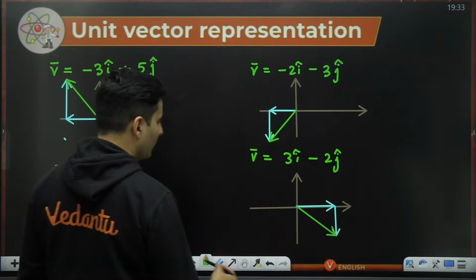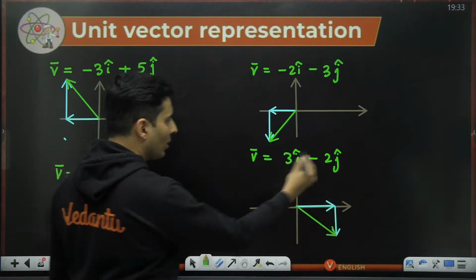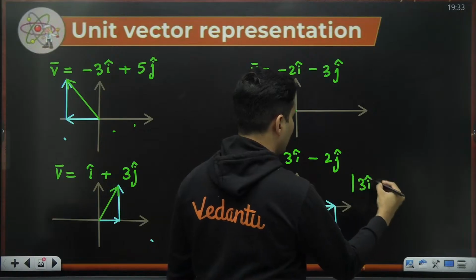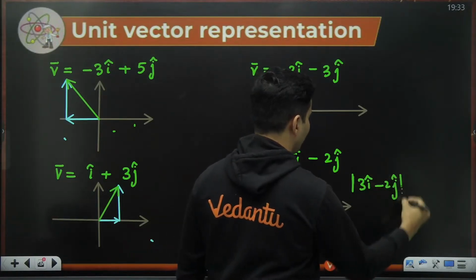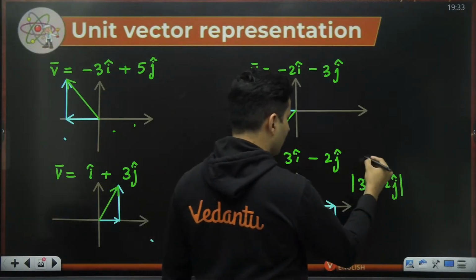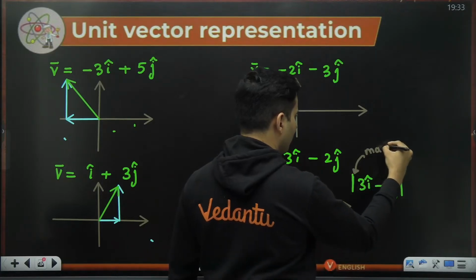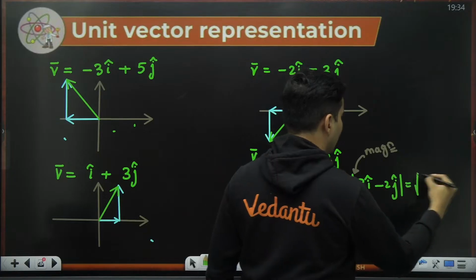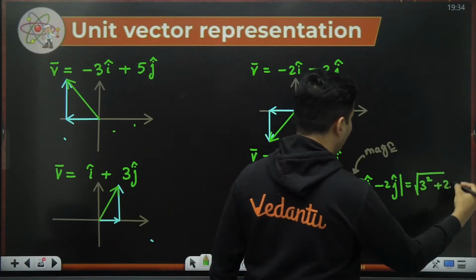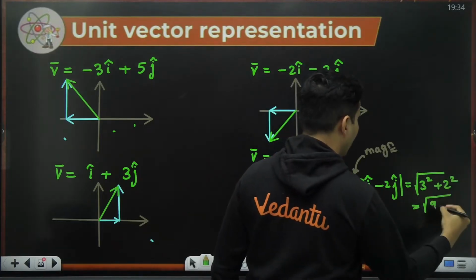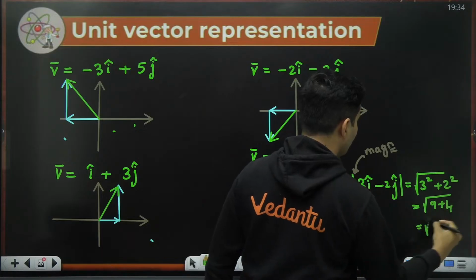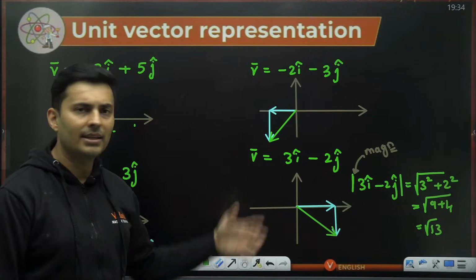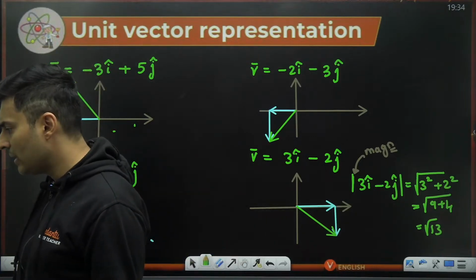If somebody asks you, what is the magnitude of 3I cap minus 2J cap? When they are putting this mod symbol, they mean find the magnitude. What will you do? Immediately, you will take the X component, you will take the Y component, square it, add it. So this will be 9 plus 4, which is basically root 13. So quickly, you can find the magnitude of any vector that is needed. Is this absolutely clear?